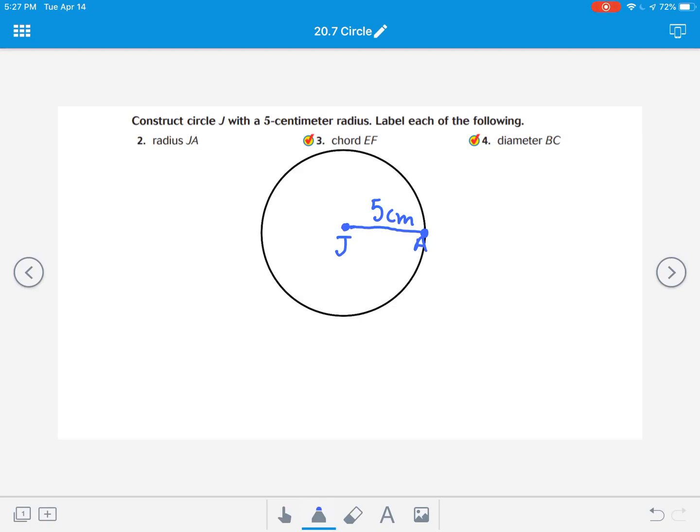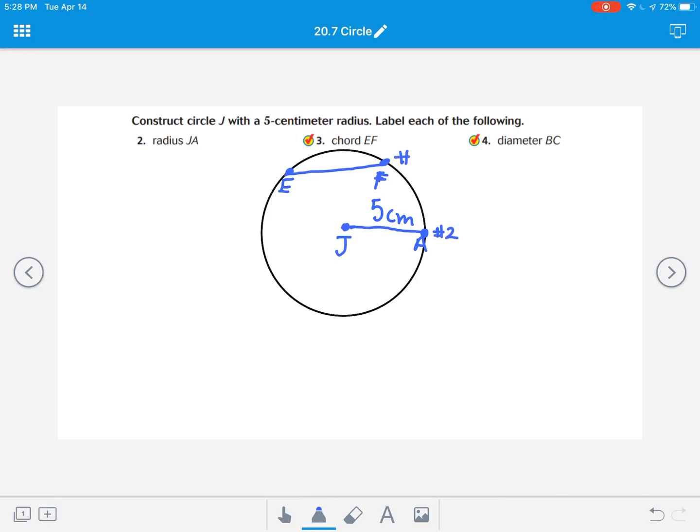Then it wants us to label a chord EF. So remember, a chord is just a line that goes across the circle with both endpoints on the edge of the circle. So I'm going to do that up here. I'm going to put one endpoint there and one on the other side. I'm going to label this EF like number 3 asks. And then I'm going to connect a line between them. So now this is a chord EF. That was for number 3. So we'll label this. This was number 2.